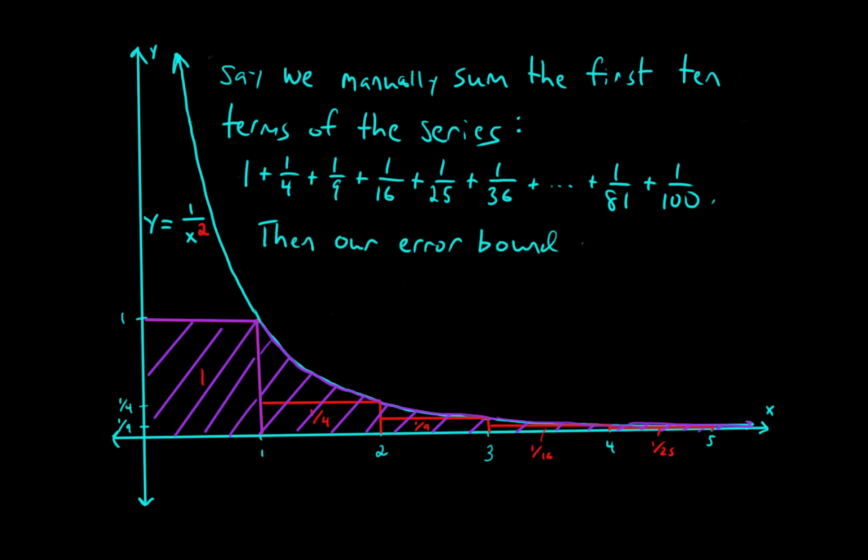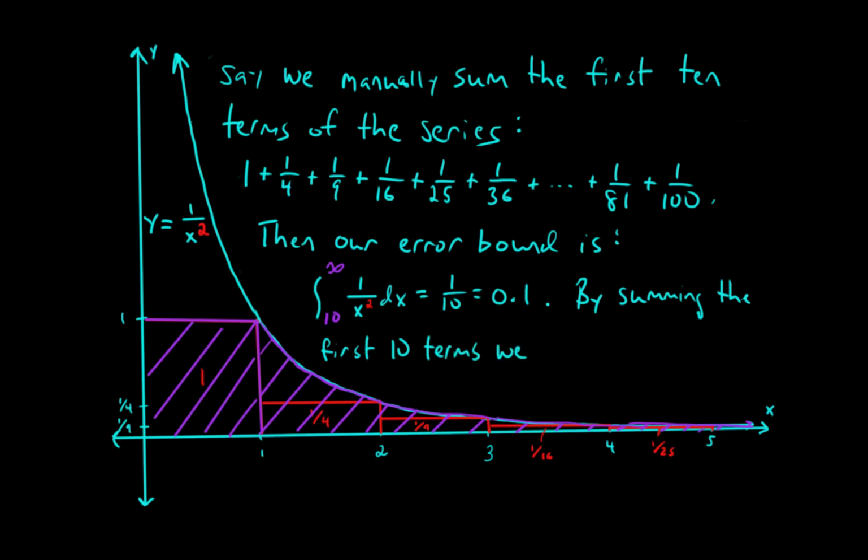Well, we know that our error bound, the maximum error, would have to be less than the integral from 10 to infinity of 1 over x squared dx. And when we evaluate that integral, that just equals 1 over 10, or 0.1. Well, that's actually a huge error. That's saying that we're not even confident to 1 decimal place after summing 10 terms of this series.